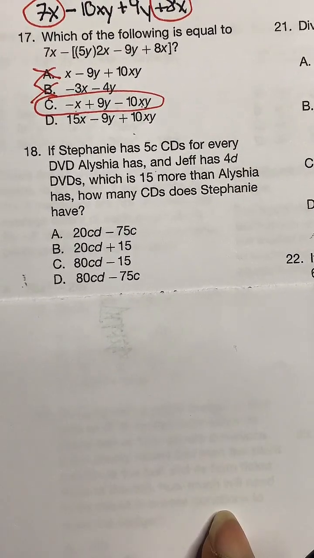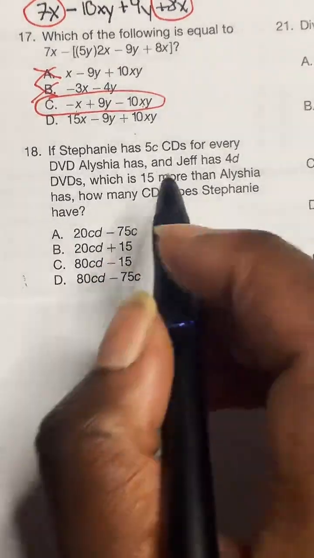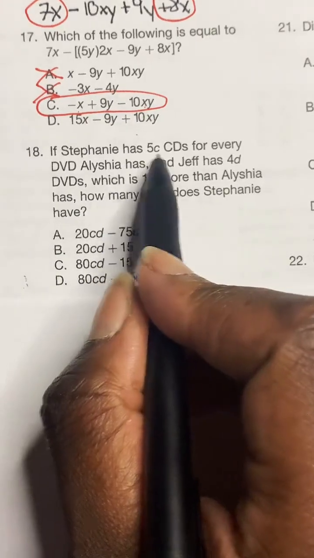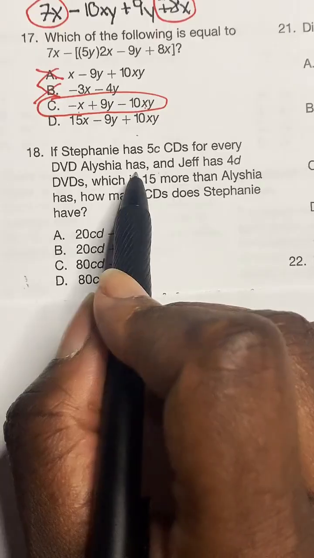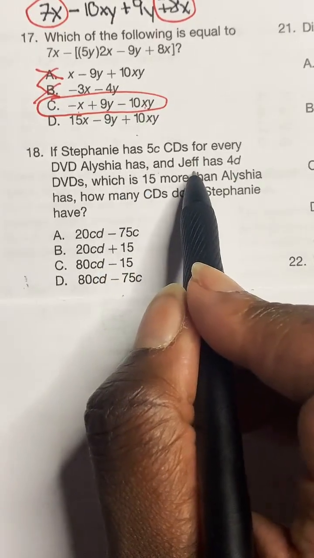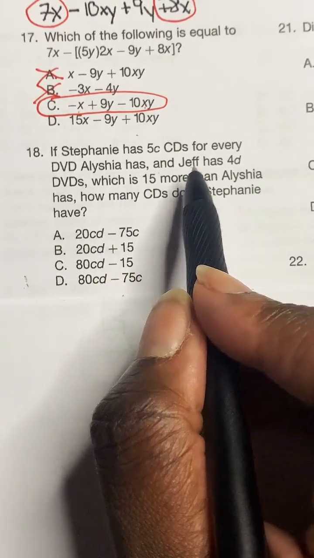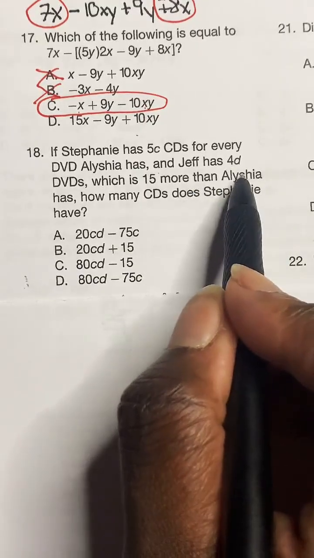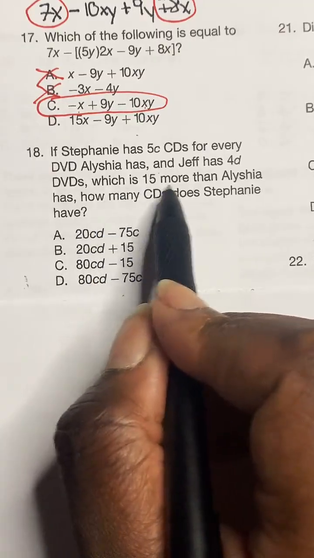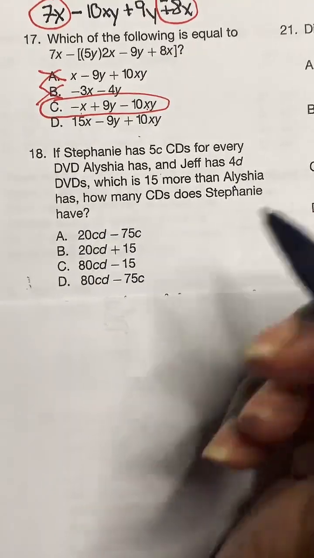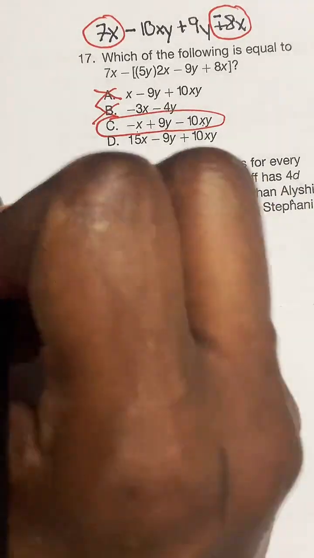So, if anything, we have to take a look at what this is saying. So we know that Stephanie has 5 CDs for every DVD that Alicia has. So then we need to figure out that Jeff has 4 DVDs, which is 15 more than Alicia has. So let's talk about Alicia for a second, because I think that will make life a little bit easier for everybody.